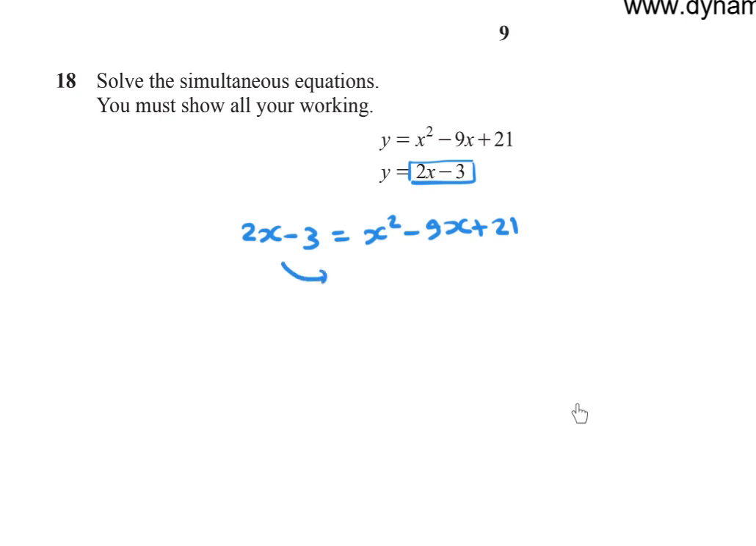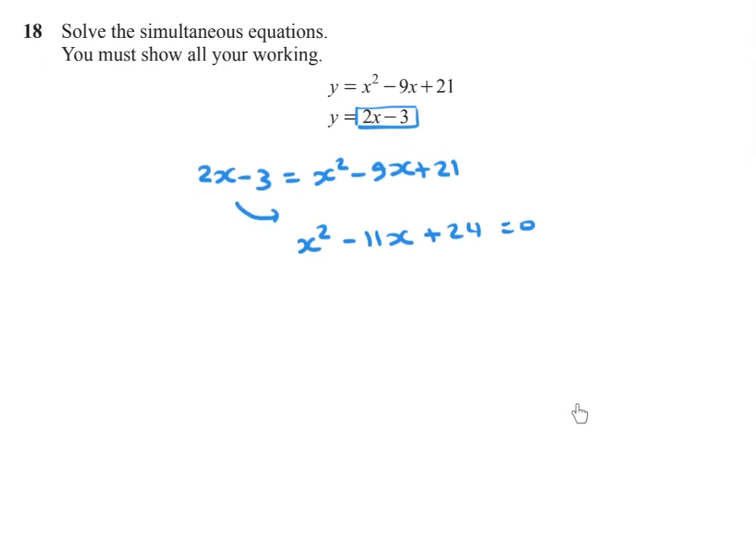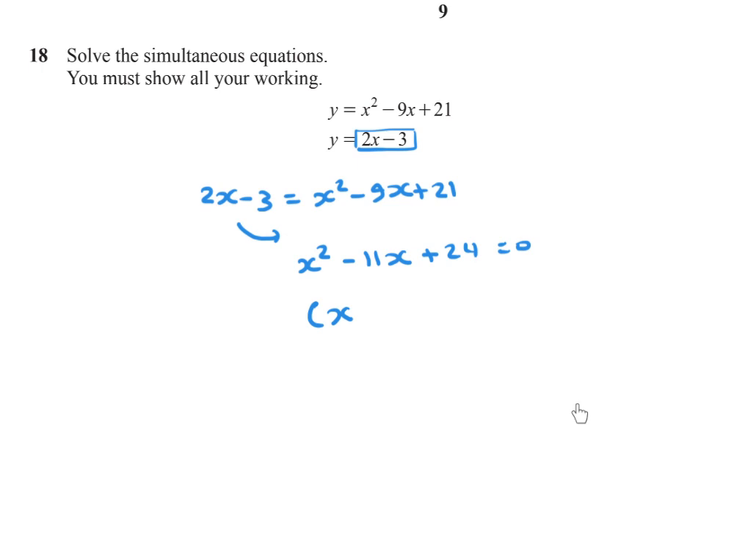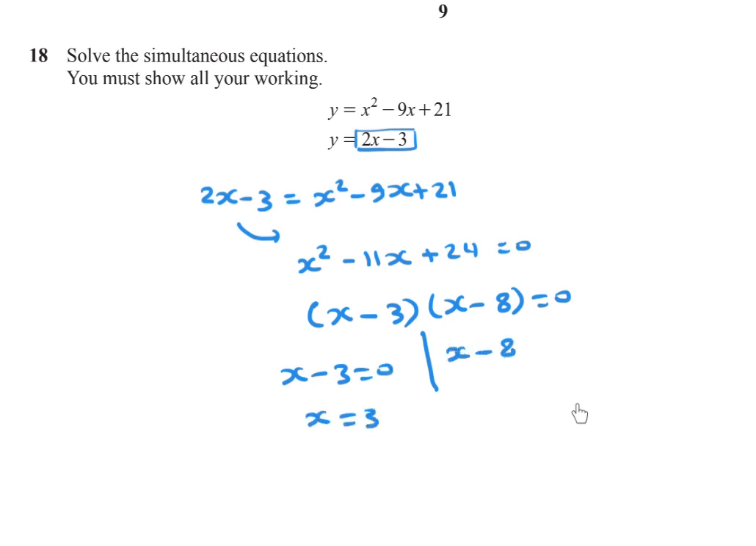Transpose 2x minus 3 to the other side. So x squared, 2x goes to the other side as negative, so negative 9 minus 2, negative 11. And negative 3 goes to the other side as positive, so 21 plus 3, 24, equals 0. Now solve for x by factorizing: x minus 3 and x minus 8. Or you can use your calculator to factorize. So x minus 3 equals 0, this means x equals 3, or x minus 8 equals 0.